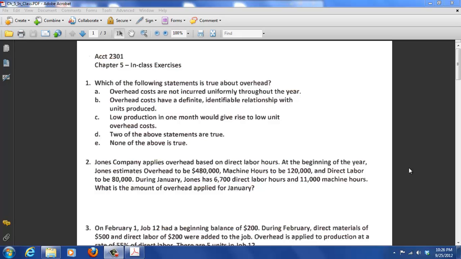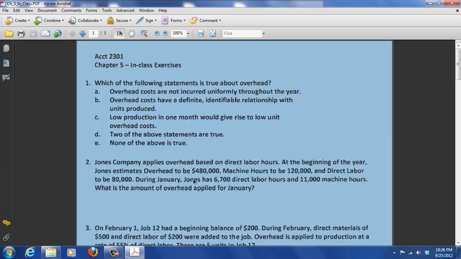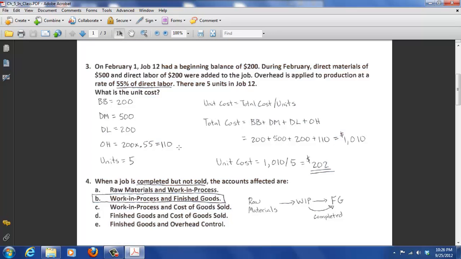Today we're going to be talking about a few of the in-class exercises from Chapter 5, Job Order Costing. So let's take a look down here. The first problem we're going to be going over is number 3, and this is asking about a unit cost calculation. We're given some information in the problem: beginning balance of 200, direct materials of 500, direct labor of 200, and we're also told that the overhead is applied to production at a rate of 55% of the direct labor.